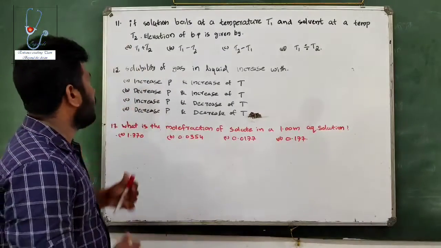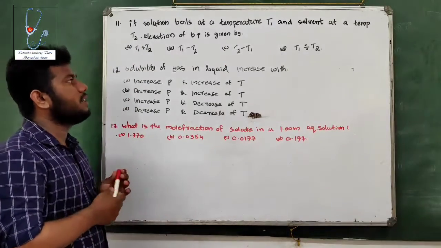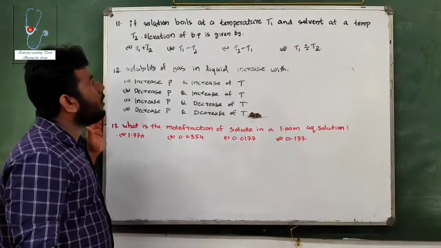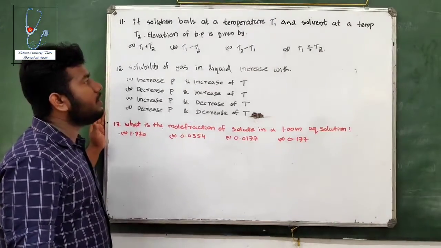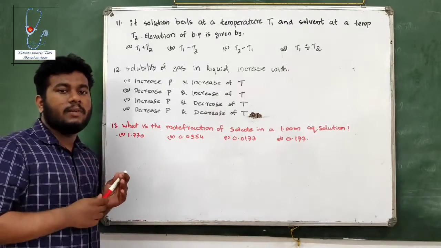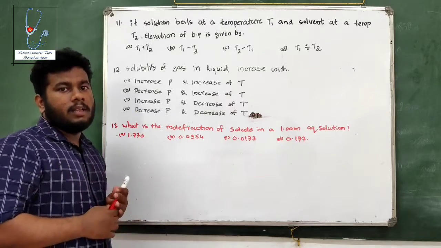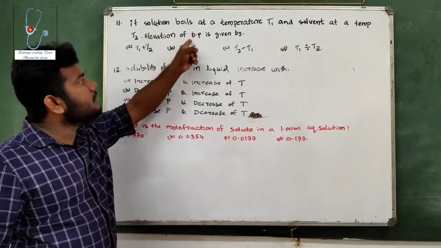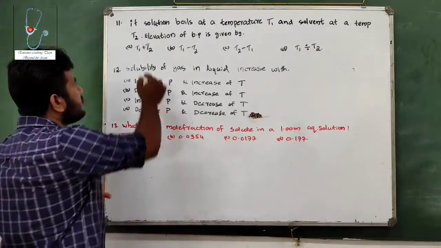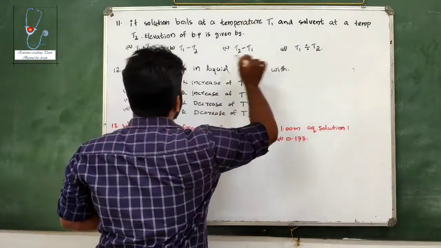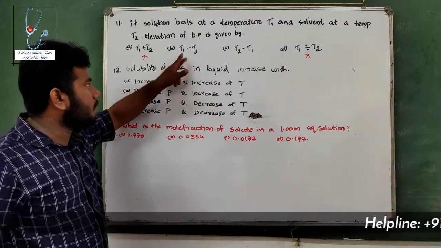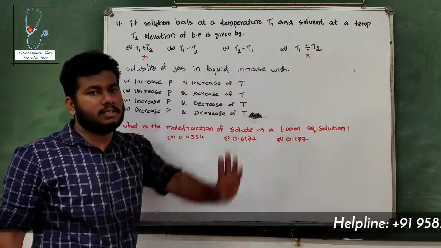Okay, next thing, learn the question. If a solution boils at a temperature T1 and the solvent at a temperature T2, elevation of boiling point is given by. Elevation means an increase in temperature. Elevation in boiling point is a difference. So positive options may stay positive and negative options may cancel. Then two options we have: T1 minus T2 and T2 minus T1.